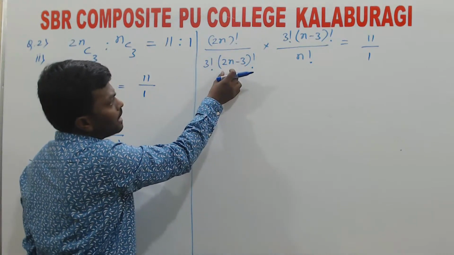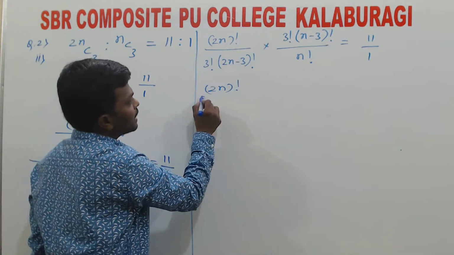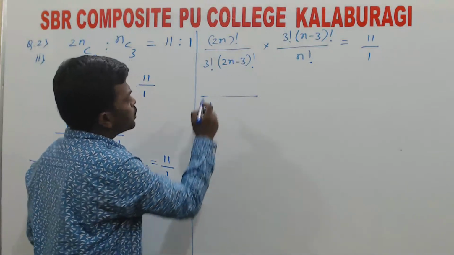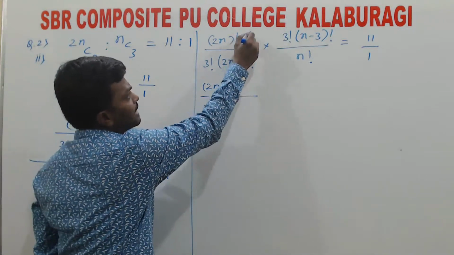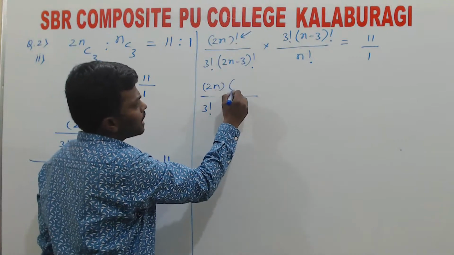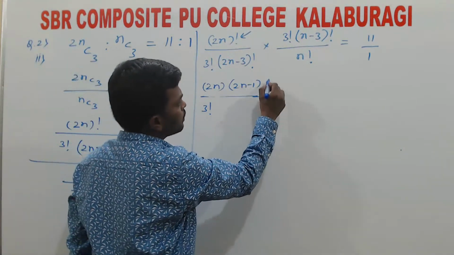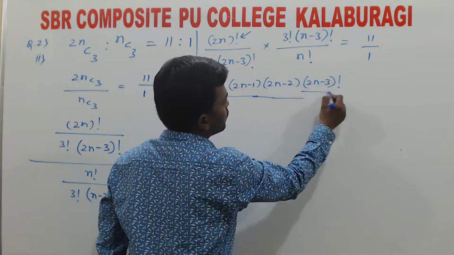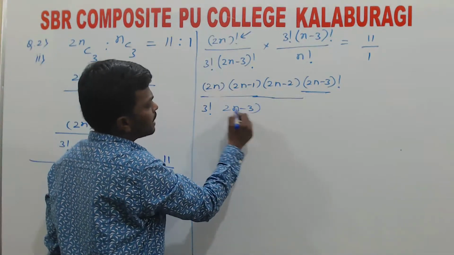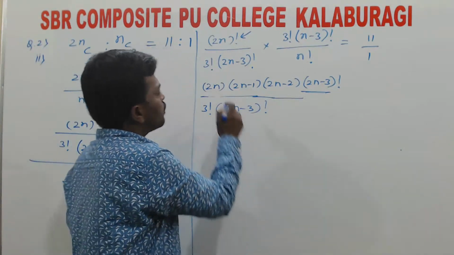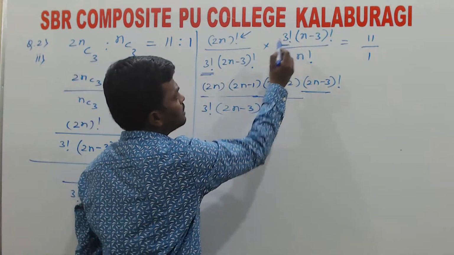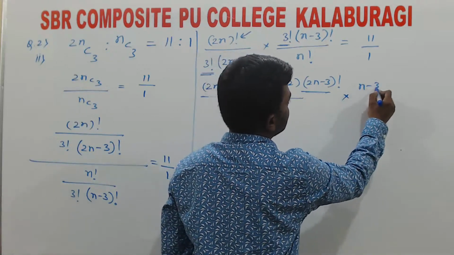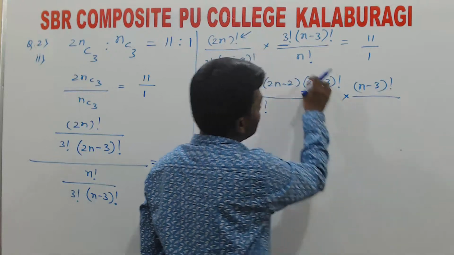So we have a 2n factorial and a 2n minus 3 factorial. 2n factorial divided by 3 factorial. So let me simplify the numerator. Apply the definition of factorial notation: 2n factorial is 2n, 2n minus 1, 2n minus 2, and so on up to 2n minus 3 whole factorial. Okay, stop here itself. Now if you observe, 3 factorial and 3 factorial can be cancelled, right? So into n minus 3 whole factorial divided by n factorial.